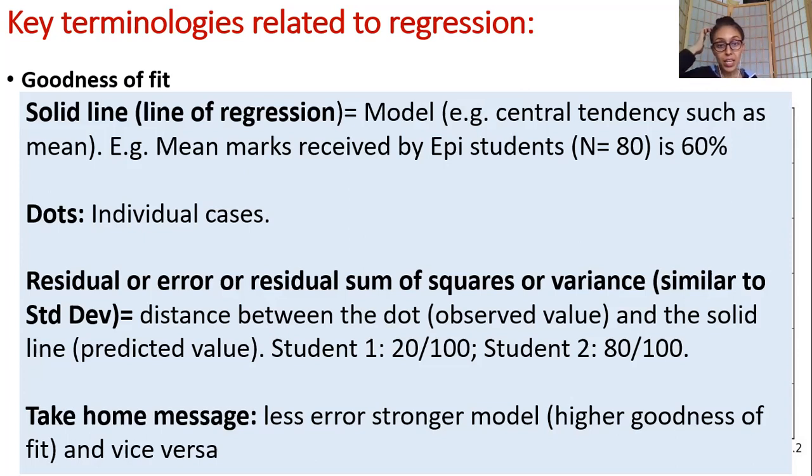At the end, if nothing else, just remember this one thumb rule, the take home message: the more goodness of fit you have, the better your model is. Stronger is your model. Less goodness of fit, poorer is your model. It's a really bad model.